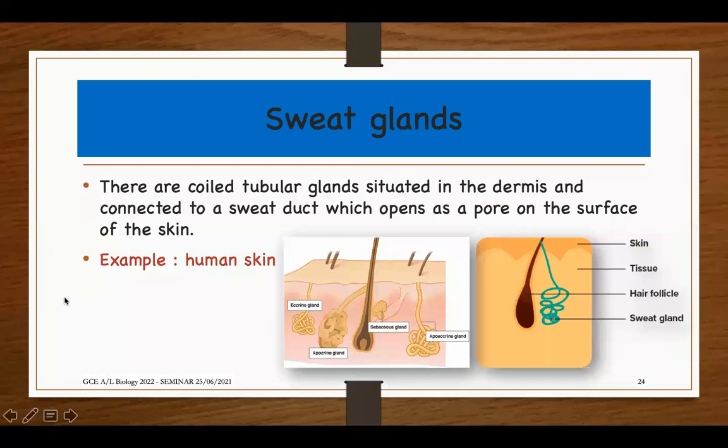Then sweat glands. We have sweat glands, especially in the human skin. They are coiled tubular glands situated in the dermis and connected to a sweat duct that opens as a pore. Even though we can't see them, we have pores on our skin surface. Under the skin, there is a sweat gland and a hair follicle, and the hair follicle will come out through the pore. The sweat gland is connected to it, right? That is how sweat is secreted out of the body. That is also another excretory structure found in organisms, especially in humans.